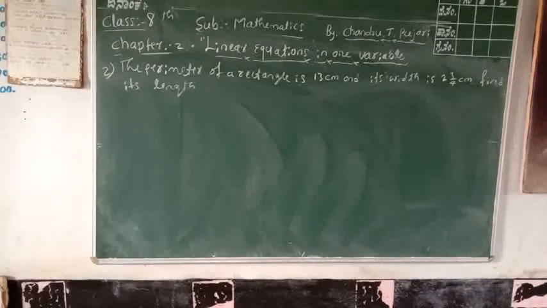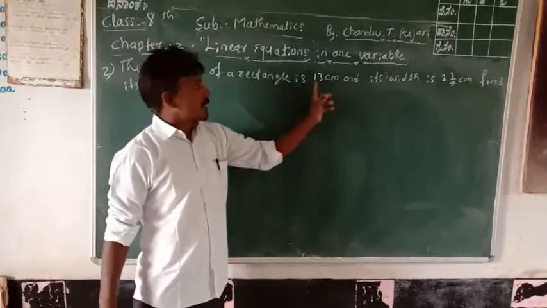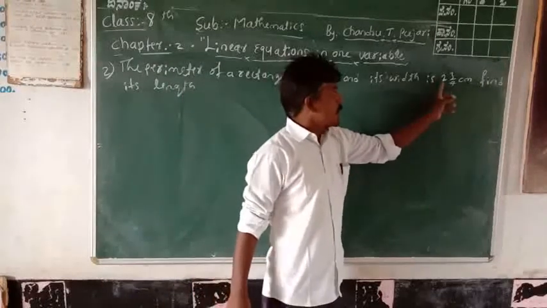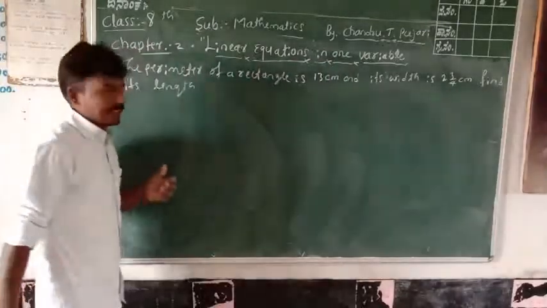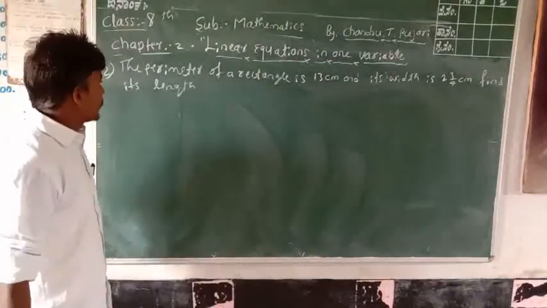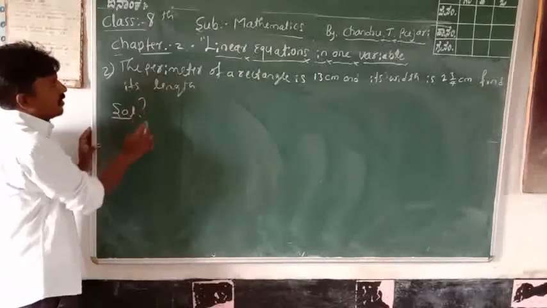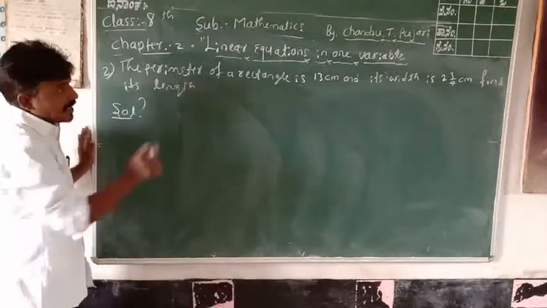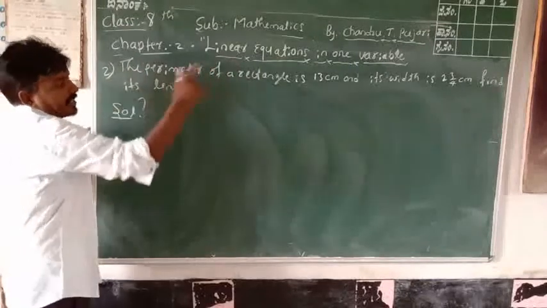The second one: the perimeter of a rectangle is 13 centimeters and its width is 2 and 3 by 4 centimeters. Find its length. The solution is very easy. The perimeter of the rectangle is given, that is 13 centimeters, and the width is also given, so you can find the length.